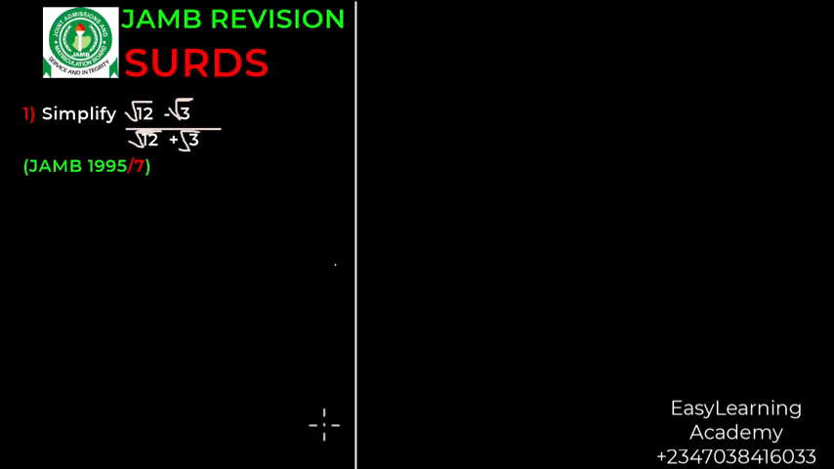Okay, let's start our class by taking some examples on surds, and it's going to be past questions. Now, this is the JAMB past question before us, a 1995 JAMB past question. That was question number 7.